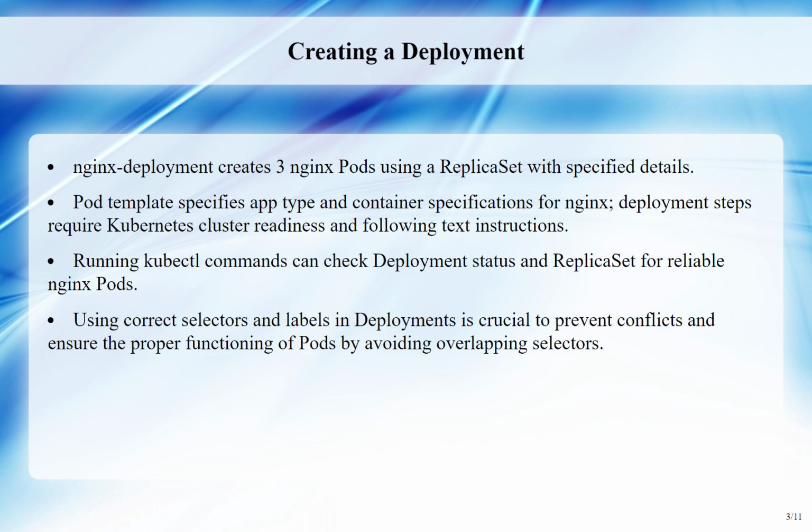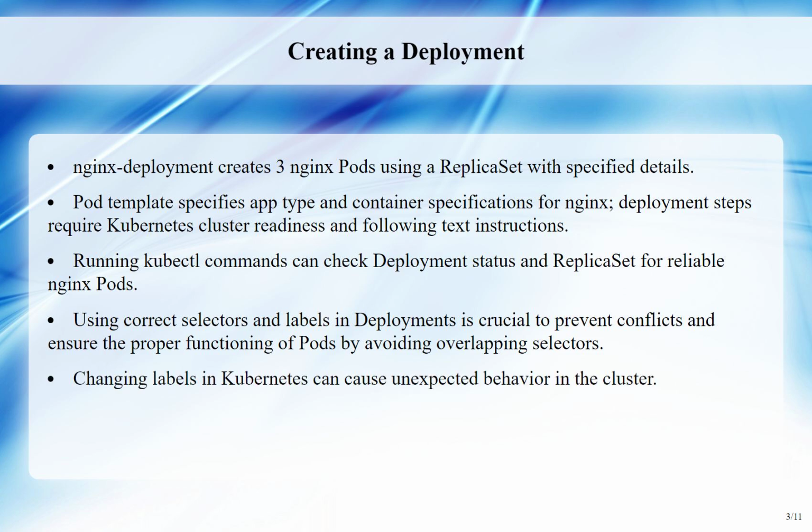It is essential to use appropriate selectors and labels in a deployment to avoid conflicts with other controllers. The pod template hash label is automatically added by the deployment controller to prevent overlapping selectors and ensure the proper functioning of the pods. Changing this label is not recommended, as it could lead to unexpected behavior in the Kubernetes cluster.